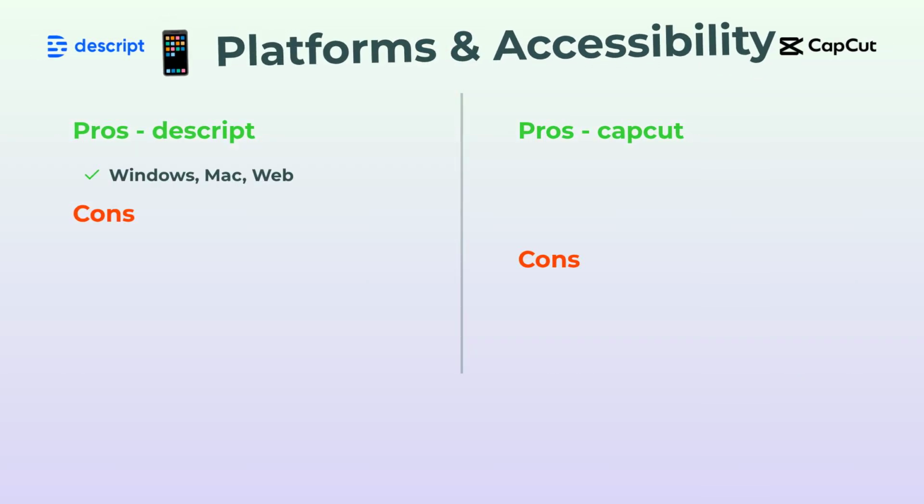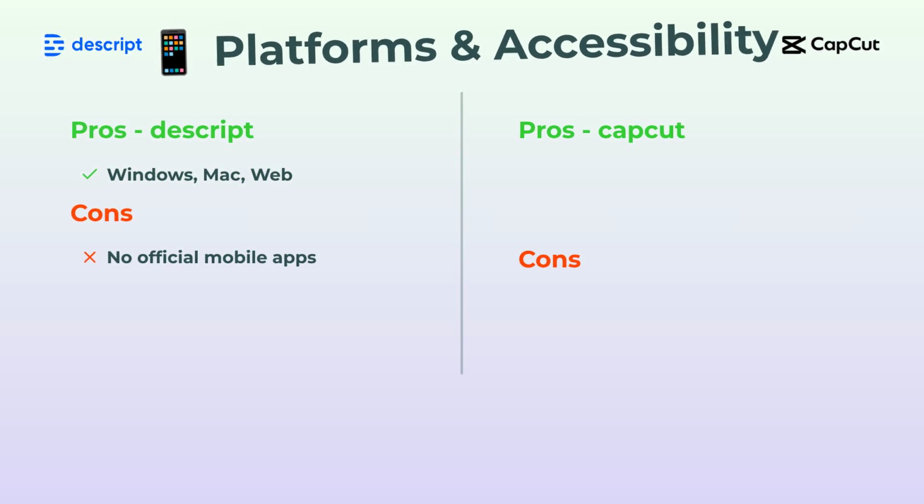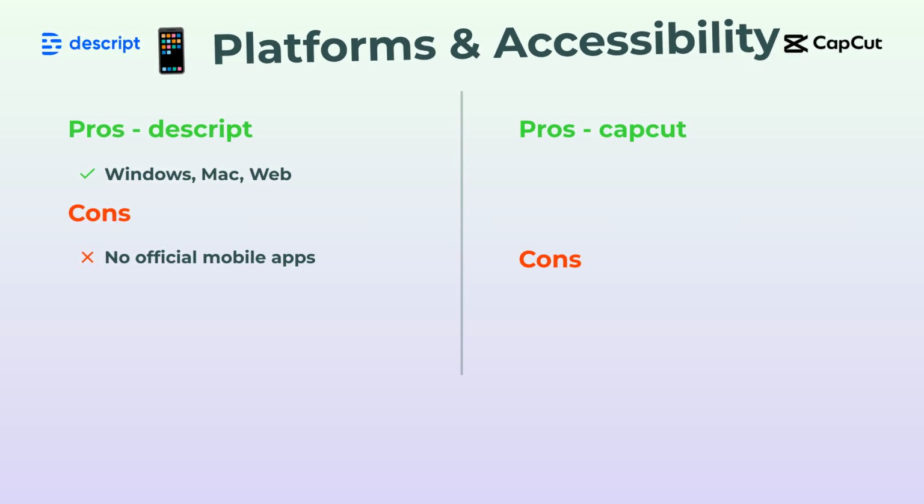Now, let's talk platforms and accessibility. Descript does the classic desktop thing. Windows, Mac, and even web. Pretty solid, but if you're always on your phone, there's no official mobile app. Kind of a letdown, right?